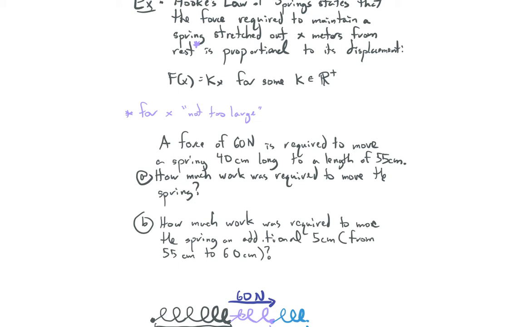And here's a little diagram of our situation. There's our spring at rest. And first of all, for part A, we want to stretch it an additional 15 centimeters so that we're at 55 centimeters. And then for part B, we want to stretch it an additional 5 centimeters. Now remember that the rest point is 40 centimeters. So we're thinking of this point here as our origin. This is when the displacement is 0, when the spring is 40 centimeters long. So be careful about that.